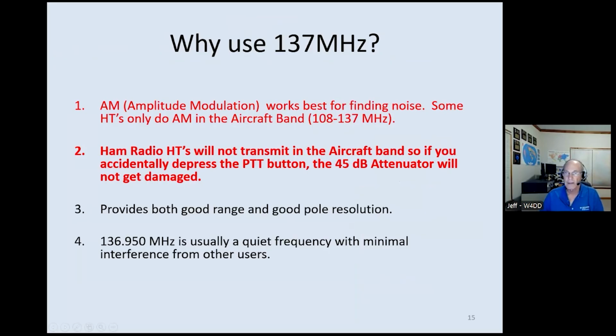I frequently get asked why 137 megahertz, and there are some good reasons for that. AM works best for finding noise, and some of the HTs only do AM in the aircraft band. Not all, but many HTs. The second thing is, ham radio HTs will not transmit in the aircraft band. So if you hit the PTT button, you're not going to smoke the attenuator. The attenuator has little 1/8 watt or 1/4 watt resistors that will not stand up to PTT. So if you're outside the ham band, you can't smoke it.